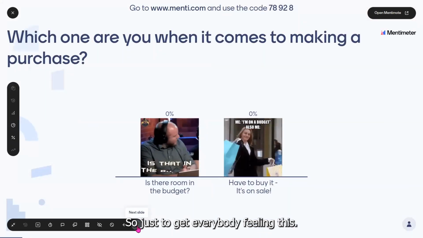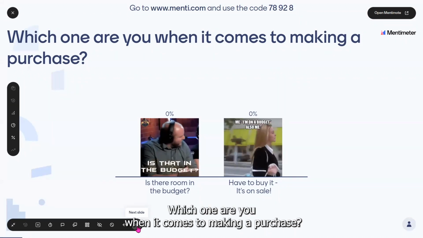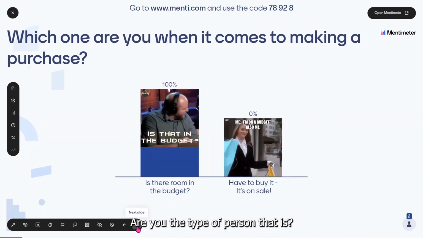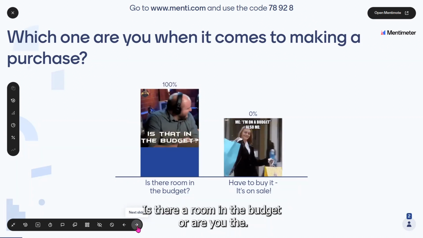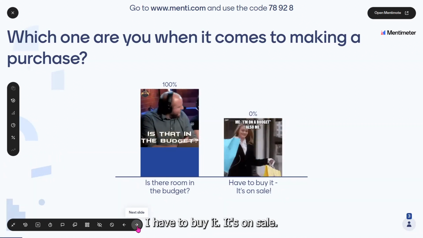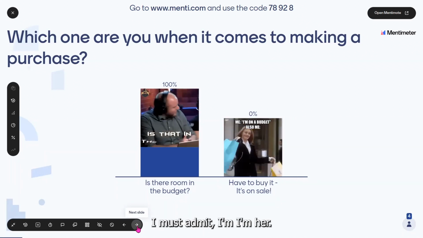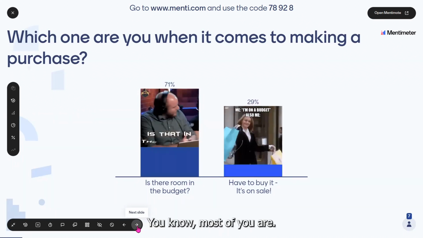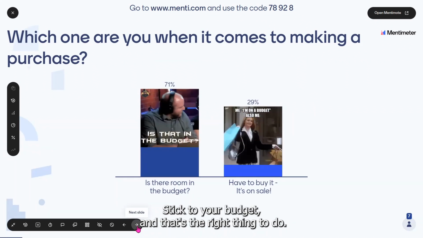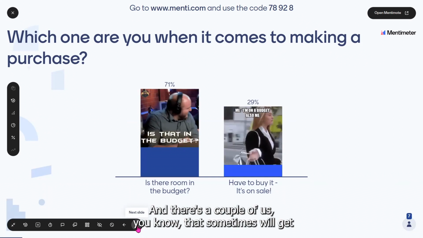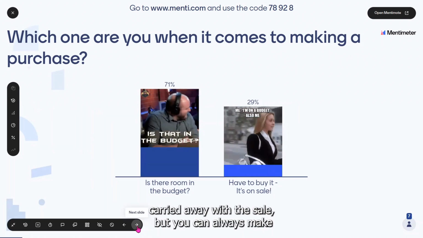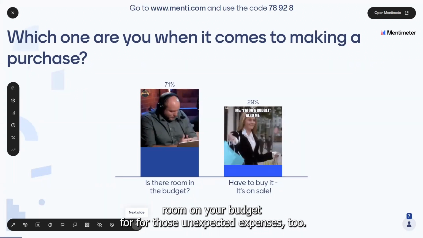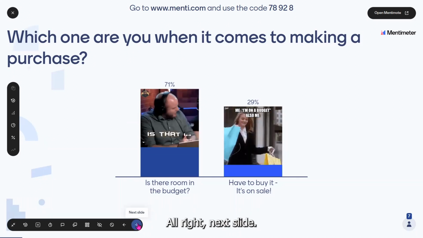So just to get everybody feeling this, which one are you when it comes to making a purchase? Are you the type of person that asks, is there room in the budget? Or are you, I have to buy it, it's on sale? I must admit, I'm her. All right, awesome. Most of you stick to your budget, and that's the right thing to do. There's a couple of us that sometimes will get carried away with a sale, but you can always make room in your budget for those unexpected expenses too. So good job, everyone. All right, next slide.